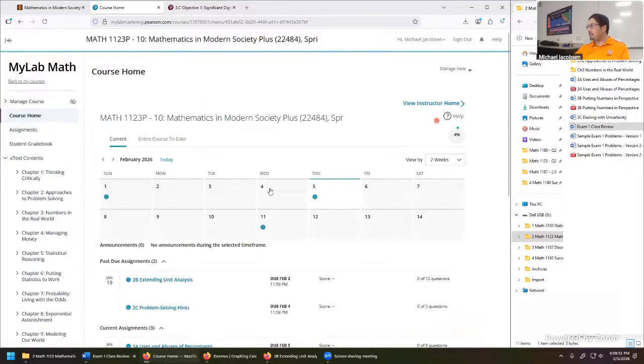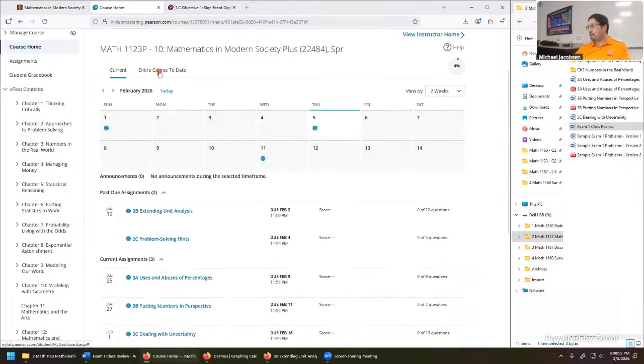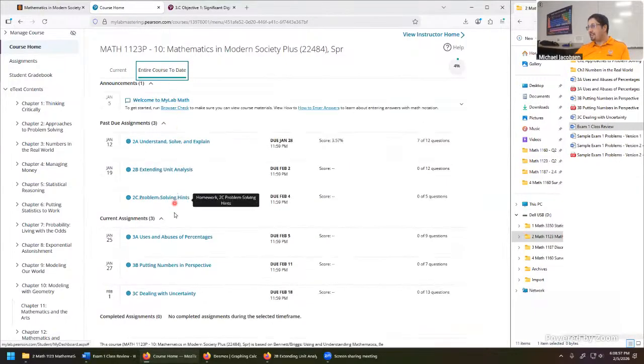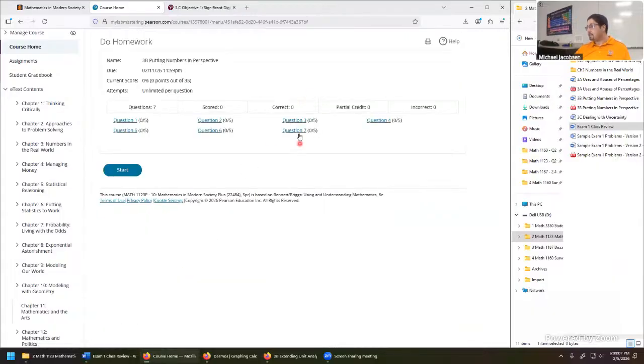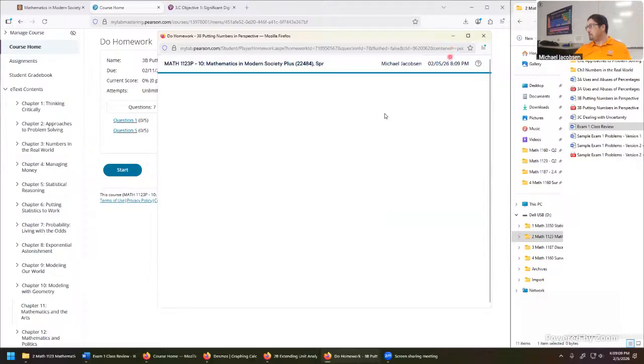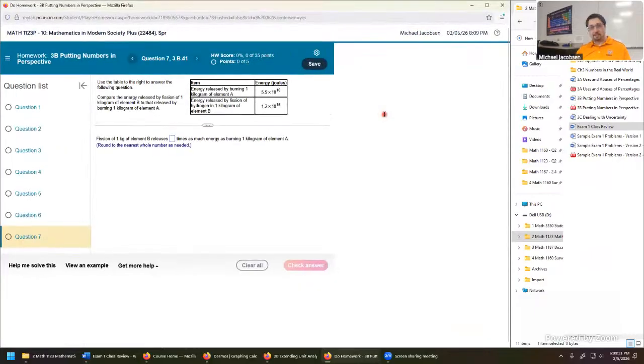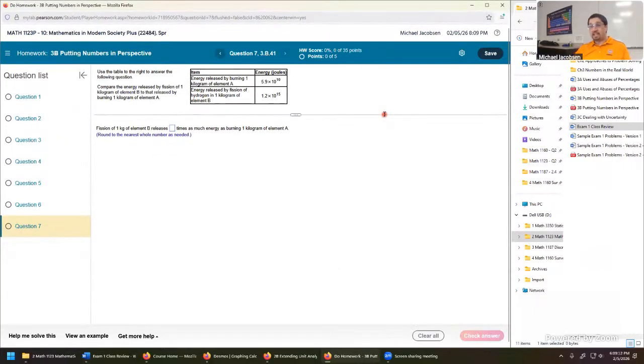This is more what it might look like, the student home. Entire course to date. Actually, it's showing me, again, not everything. Go to entire course to date to reveal everything. Now, if you found a problem that you just felt was kind of tricky, let's go and see maybe 3B. See what question 7 was. Sometimes the last question feels like the trickiest. It's not always true. If you felt like this was a pretty tricky question, you could click on, say, help me solve this.